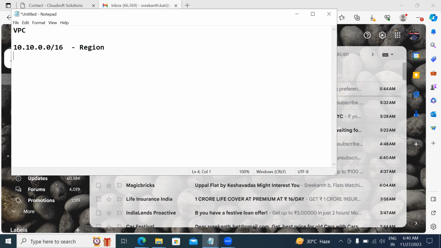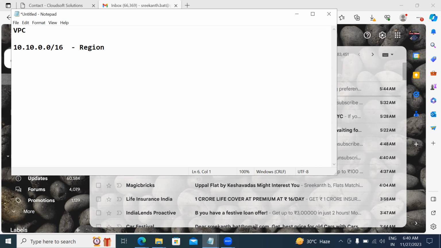Any idea, if we have 2 regions, what we need to do? So we need to go for 2 VPCs and VPC peering. In which scenario will we go for VPC peering? If you have 2 different VPCs that want to communicate, by default we don't get it.